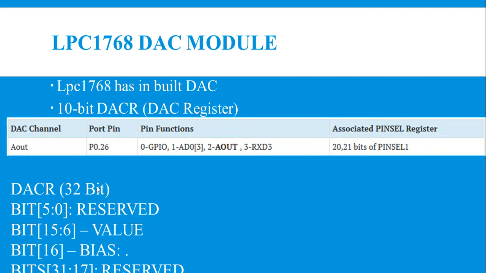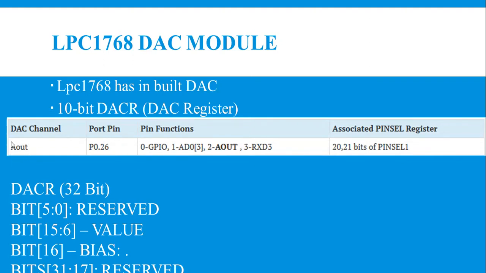Now coming to the DAC register, which is 32 bits in size, the bit positions 0 to 5 are reserved, whereas bit positions 6 to 15, these 10 bits, are actually used to store a value. Whatever binary or digital value you place at positions 6 to 15 of the DAC register is converted into a corresponding analog value by the inbuilt DAC module, and that analog value can be measured at the A out pin.